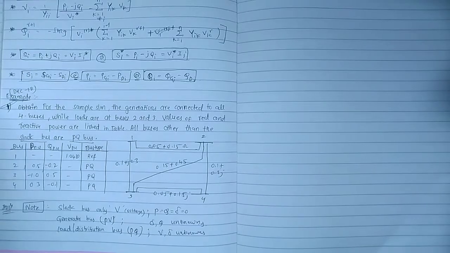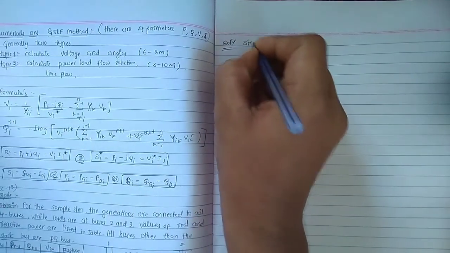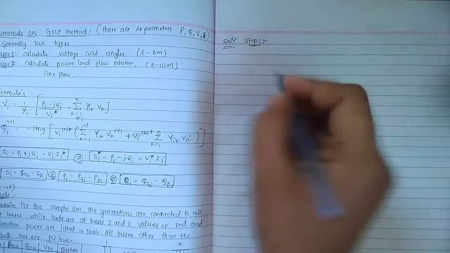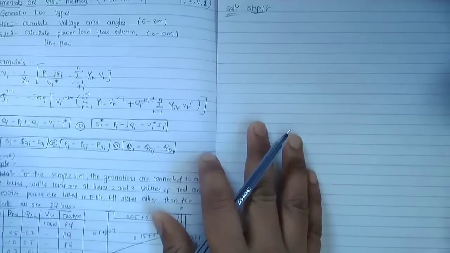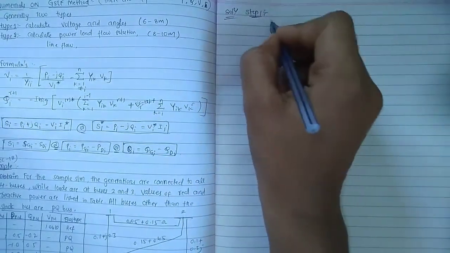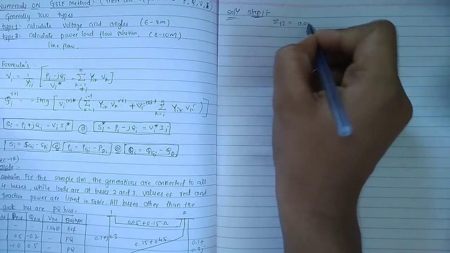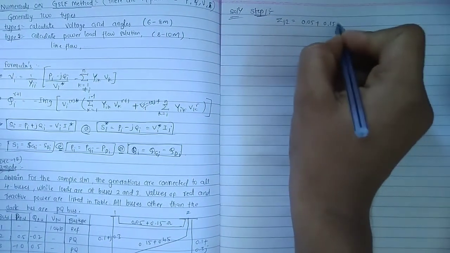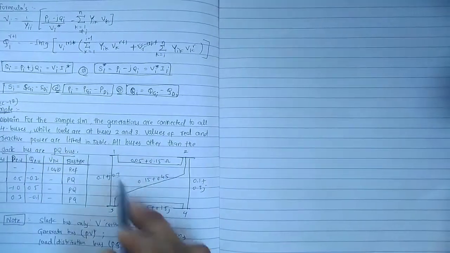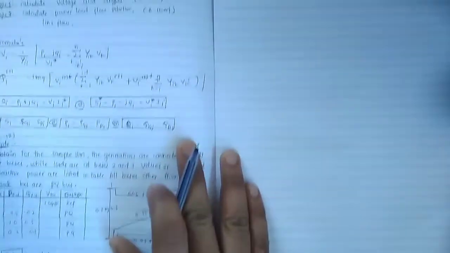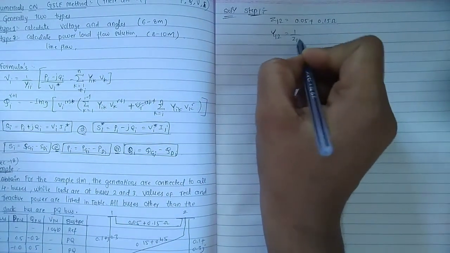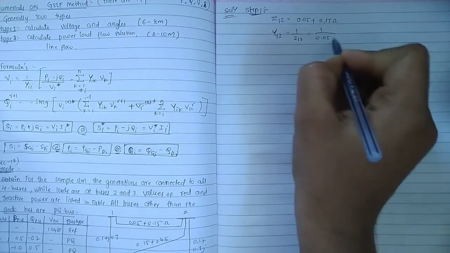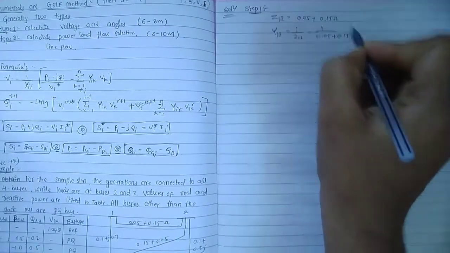Now getting into the solution. In step 1, let us calculate the Y bus of the system. Since the given values are impedance values, we have to convert these into admittances. For example, take Z12 given as 0.05 plus 0.15j ohms. Now we need to convert this into admittance, that is 1 by Z12, equal to 1 by (0.05 plus 0.15j).